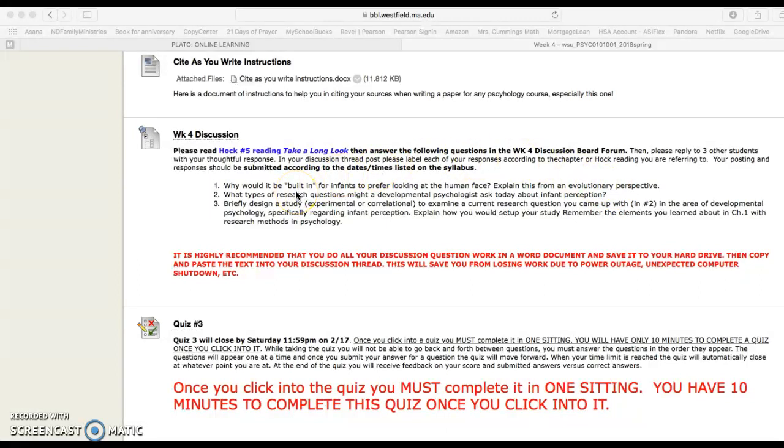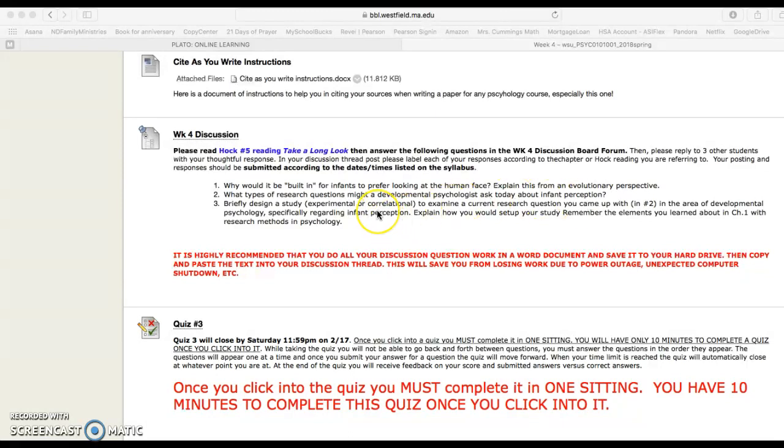Okay? If you were a developmental psychologist, someone interested in how infants develop and grow, what might you ask about infant perception? So this would be someone today, so this is a question that hasn't already been asked and answered. So really having a good solid base understanding of this reading and the chapter, which is going to talk about types of developmental questions researchers have looked at in the area of perception, that's really important. You don't want to recite or restate anything that's already been done.